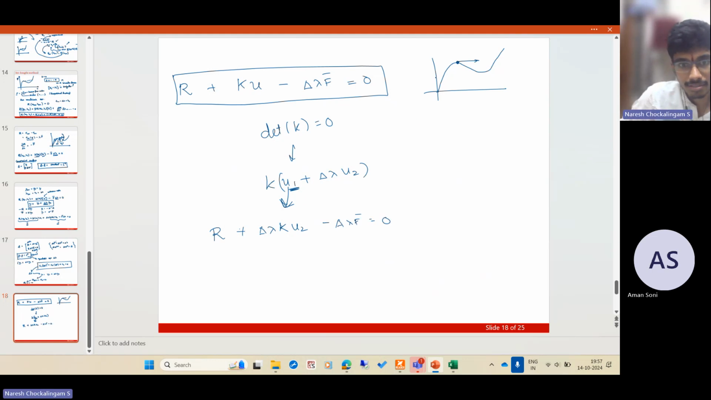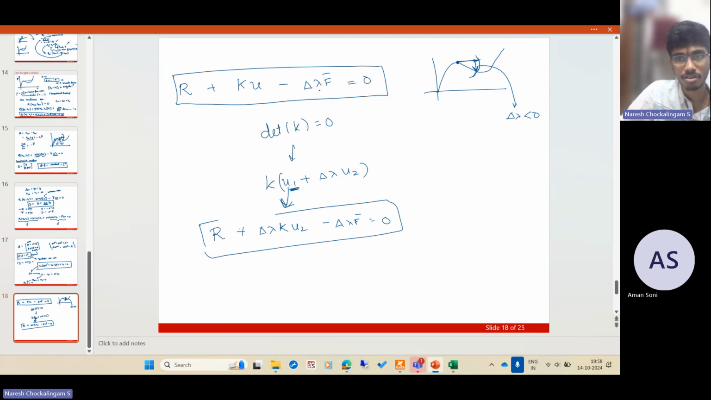So we cannot find a tangent and move to the next point on the curve, but instead you satisfy the constraint equation with this choice of delta lambda. When we solve the constraint equation, we'll get a delta lambda which is negative. So you will actually have to reduce the load to get the next equilibrium point on the curve. So that is the idea.